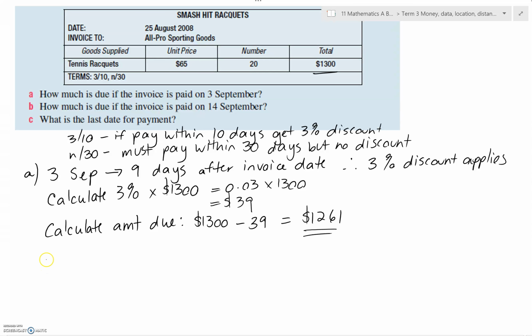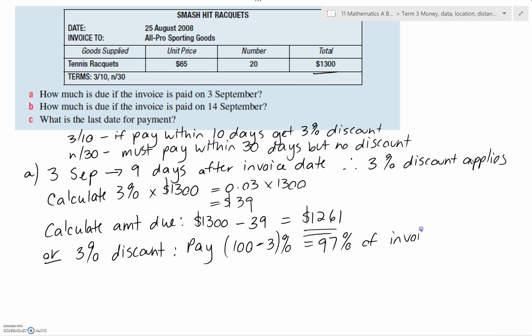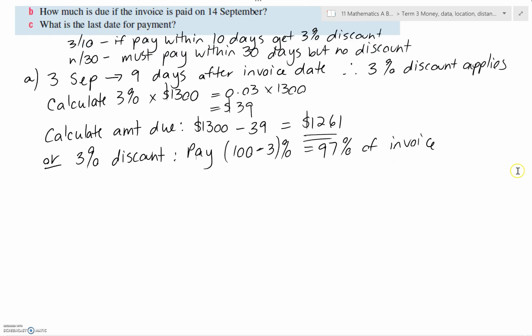Of course, you could deduct the 3% discount in a similar way to the question we did at the start of the lesson. 100 minus the 3%, which is 97% of the invoice. That would give you the same answer. So yes, you could also do it that way. 0.97 times 1,300, $1,261. Both would work.